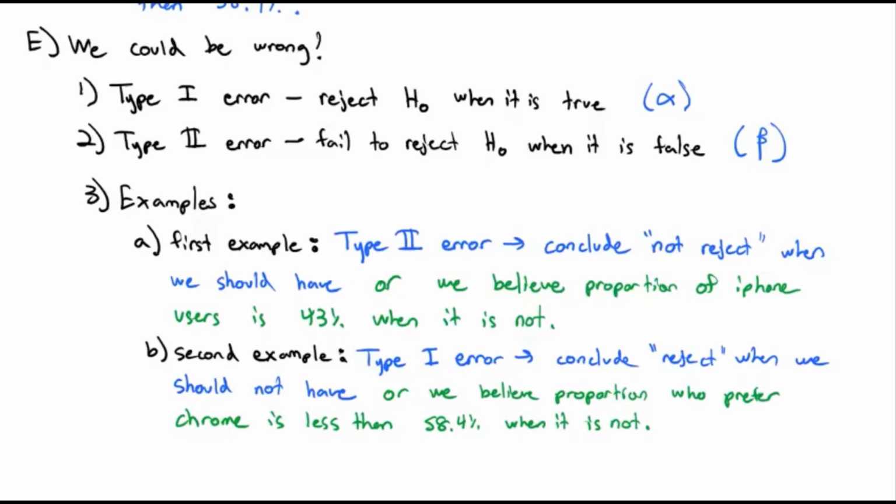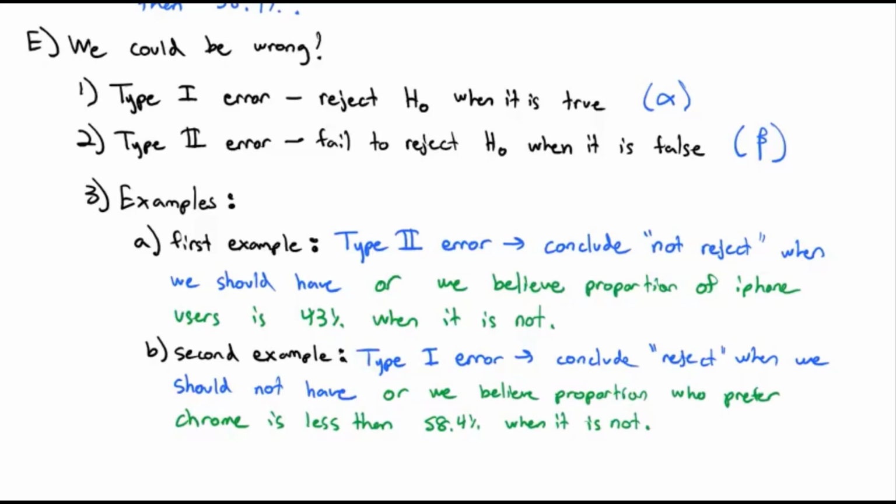Those errors hopefully don't happen often to us, but there's always a chance that they could happen, because with hypothesis testing, we're never sure of anything. We could be wrong. And that's what the type 1 and type 2 errors tell us, is what does it mean if we're wrong?